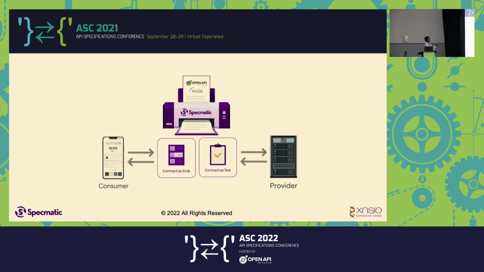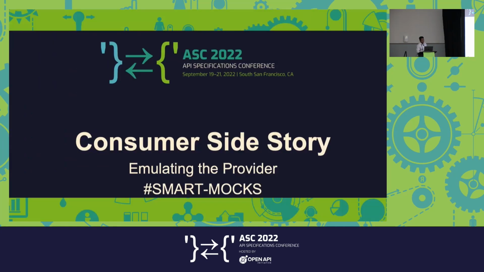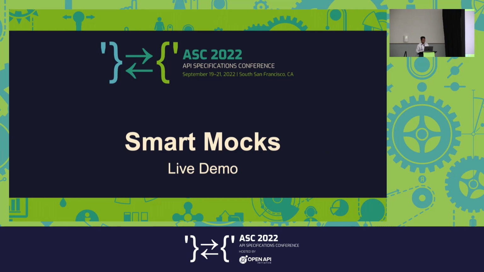Now, this is the picture I wanted to paint in terms of what I mean by executable specification, executable contracts, I mean. So if you have this sort of a setup, the consumer can independently build and deploy, the provider can independently build and deploy, and you can be sure that they're going to play well with each other, right? So let's take a look at the consumer side story in a little bit more depth, the mocking side. So I'm going to do a live demo on smart mocks, and what do I mean by smart mocks?